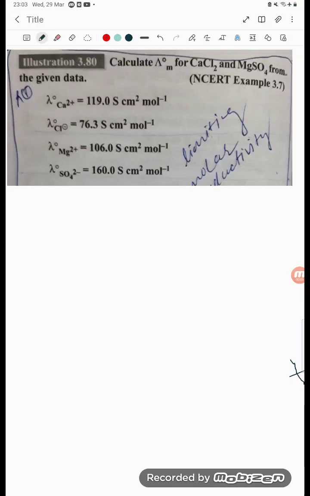Hello students, let's try to understand one problem. This is asked by Neil. What is the question, students? They are saying calculate the lambda m naught for the calcium chloride and magnesium sulfate for the given data.